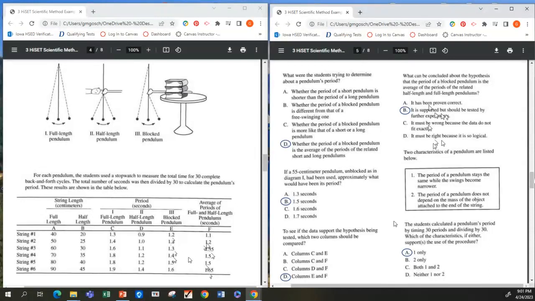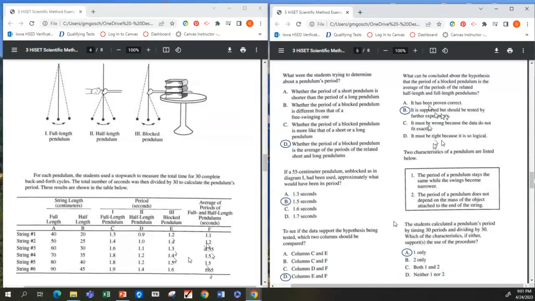Okay, 2 characteristics of a pendulum are listed below. The period of a pendulum stays the same while the swings become narrower. Remember, as I commented about that yo-yo, that as the yo-yo proceeds with its swinging back and forth, it's going to get narrower, but it will also be slower.